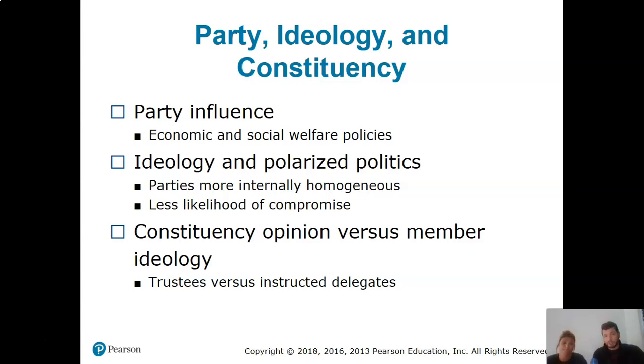There is a third option called politico, where they do both. On issues that their constituents care about, they use the delegate model, and on issues that their constituents don't care about, they use the trustee model, which really is just going with your conscience, going with what's best.